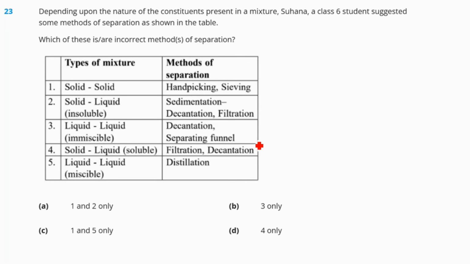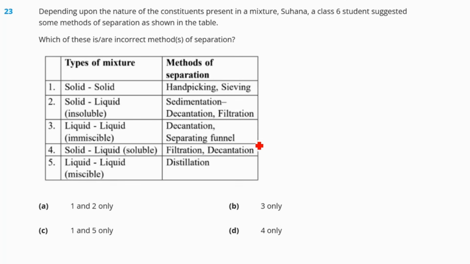Question number 23. Depending upon the nature of the constituents present in a mixture, Suhana, a class 6 student, suggested some methods of separation as shown in the table. Which of these is or are incorrect methods of separation? Let's see. Solid, hand picking or sieving. Correct. This is true. Solid, liquid, sedimentation or decantation or filtration.